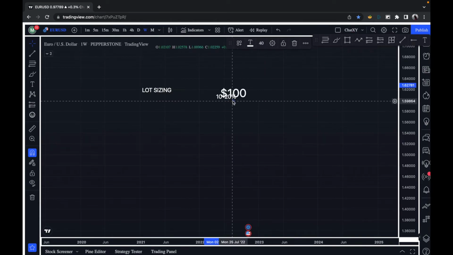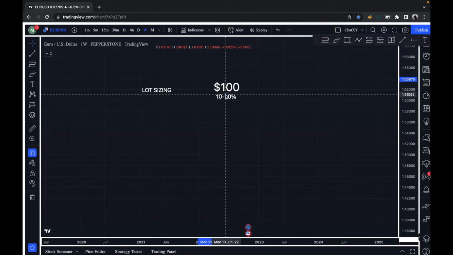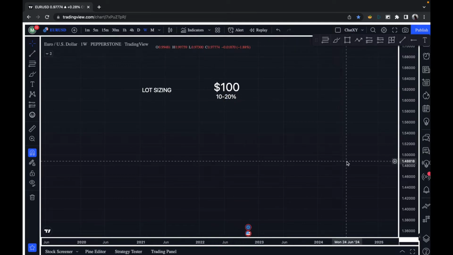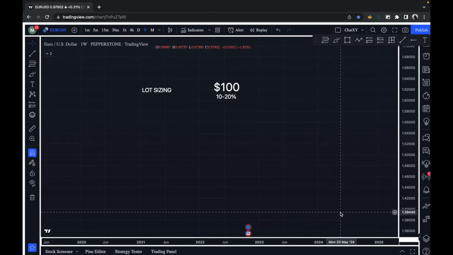Good. So since I'm willing to risk 10 to 20% of this account, I won't be bothered to open a trade with 0.1, that's a mini lot size, because if the trade goes against me, I will lose 20%, which is $20. This is because I'm willing to risk this particular amount of money.